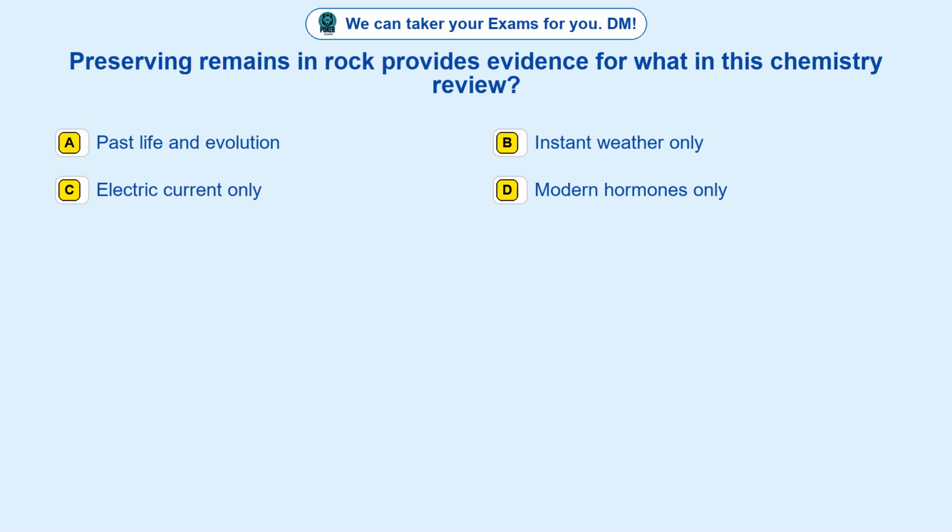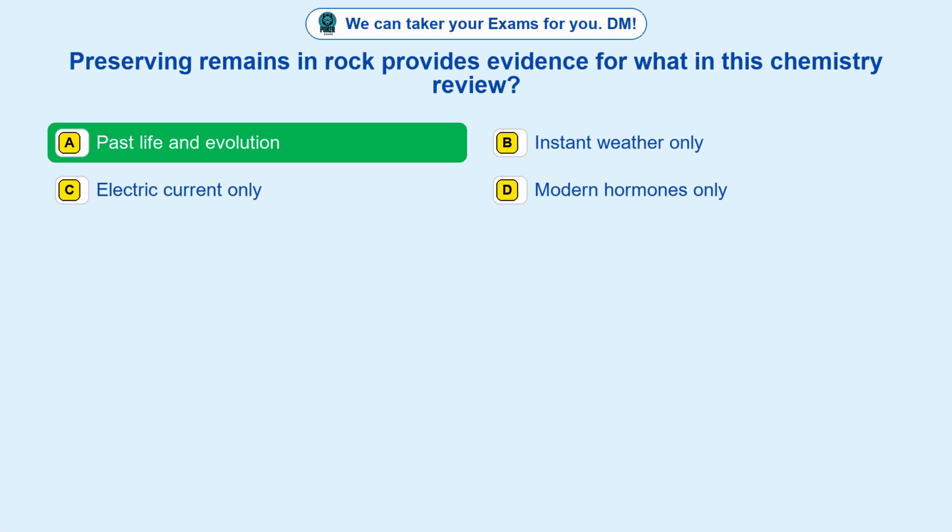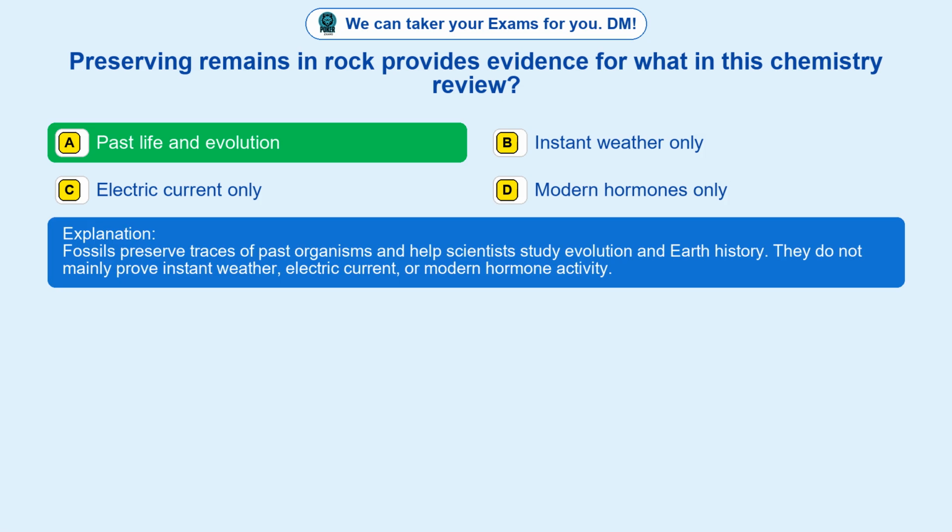Question 95. Preserving remains in rock provides evidence for what in this chemistry review? Option A, past life and evolution. Option B, instant weather only. Option C, electric current only. Option D, modern hormones only. The correct answer is option A, past life and evolution. Fossils preserve traces of past organisms and help scientists study evolution and Earth history. They do not mainly prove instant weather, electric current, or modern hormone activity.